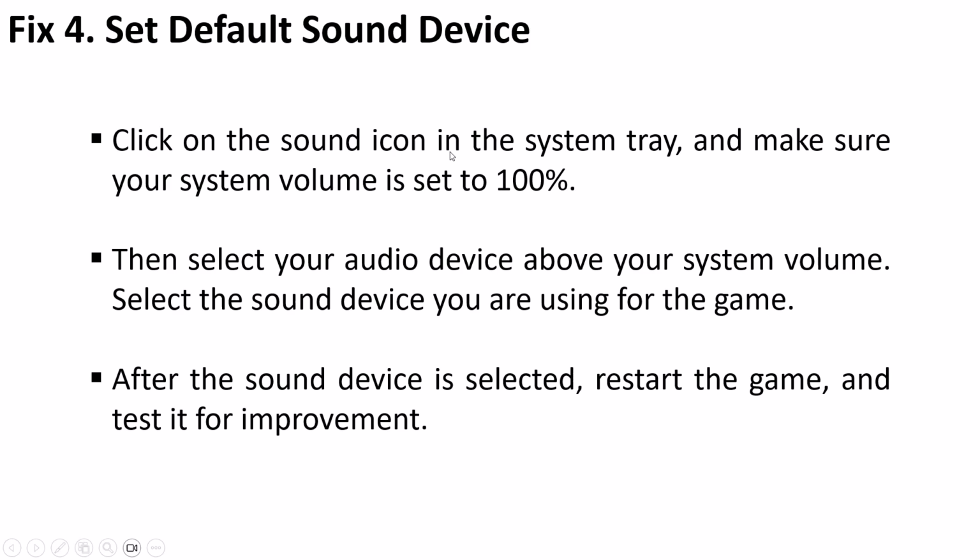Click on the sound icon in the system tray and make sure your system volume is set to 100%. Then select your audio device above your system volume. Select the sound device you're using for the game. After the sound device is selected, restart the game and then test it for the improvement.